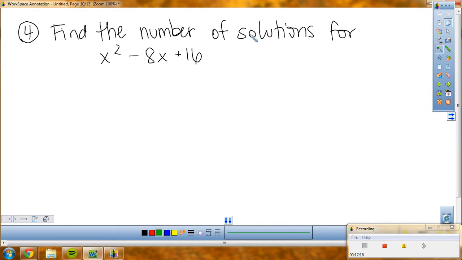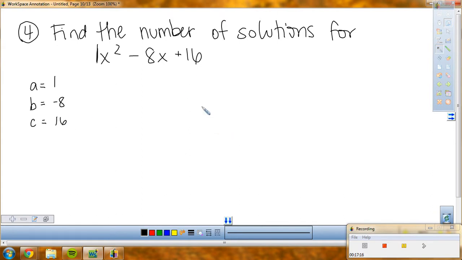Find the number of solutions for x squared minus 8x plus 16. So first we need to identify, is it in standard form? Yes, it's already in standard form. So number 2, we need to find our A, our B, and our C. My A, again, is an imaginary 1. My B is a -8. My C is a 16.